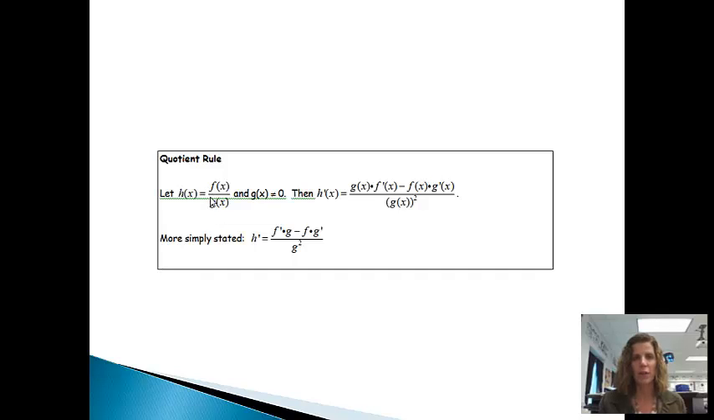All right, the quotient rule states: let h of x equal f of x divided by g of x, so we have two functions being divided by each other. Then you'll notice we have this rule that we're going to follow to get the derivative. Notice we can't just find the derivative of each function and divide them. That just doesn't quite work nicely.